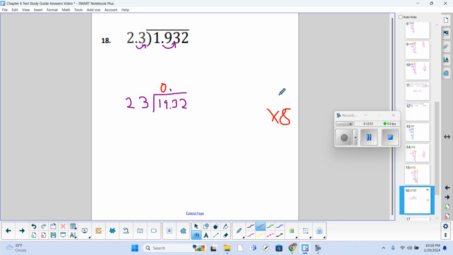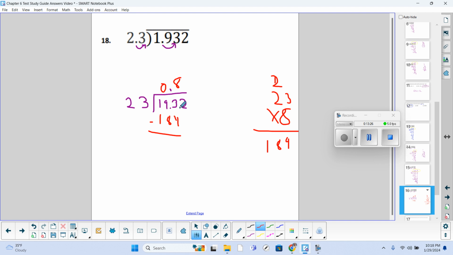8 times 23. 8 times 3 is 24. Carry the 2. 8 times 2 is 16, plus 2 is 18, so 184. So it looks like the number that goes up here is 8. 8 times 23 is 184.